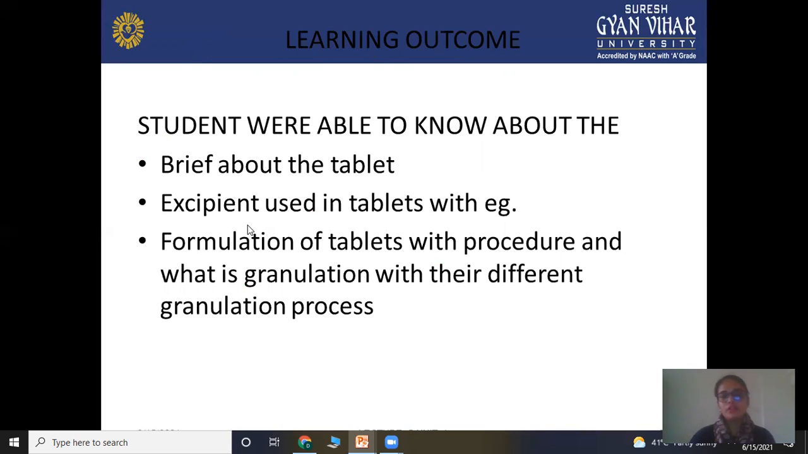And what are the different granulation processes, meaning you should know how you formulate a tablet, how you formulate granules, or the different types of granulation techniques or types of granules. According to the type of granulation, you select which granulation technique is appropriate for your formulation, and what is the difference between dry granulation, wet granulation, and direct compression. You should identify all these parameters with the help of the granulation technique.